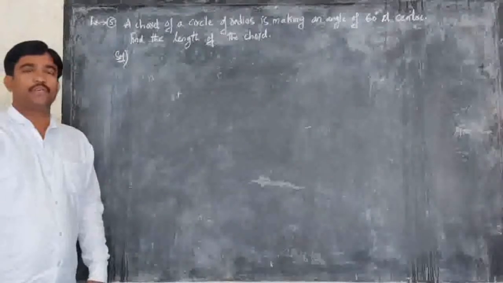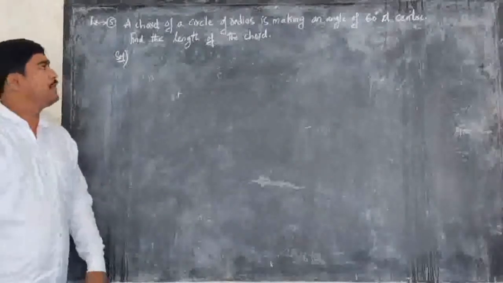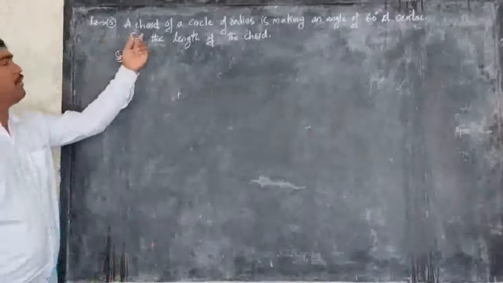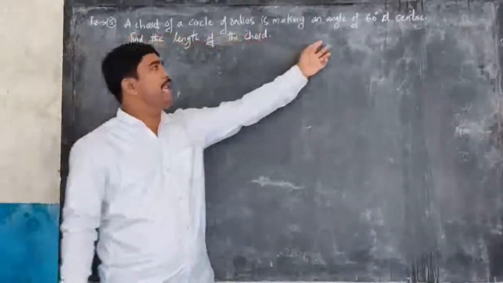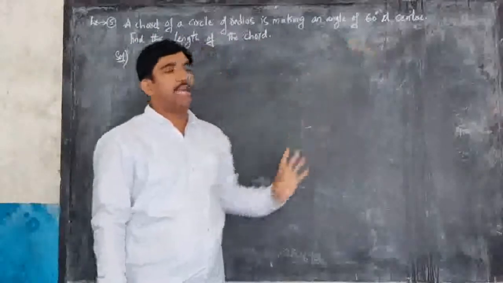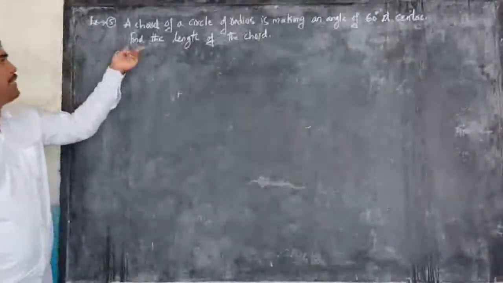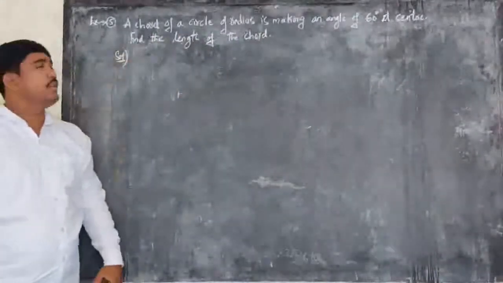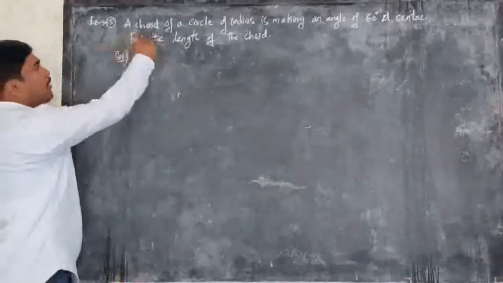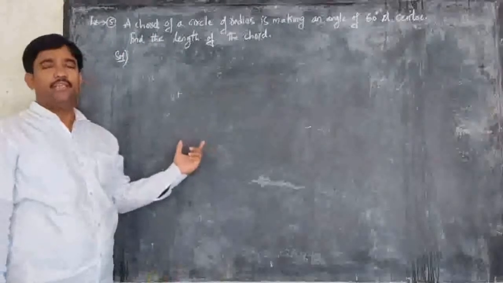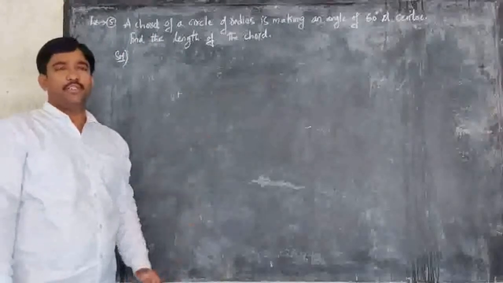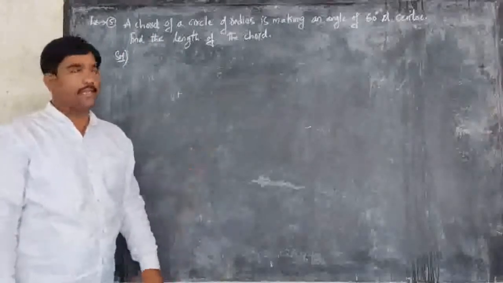Now we will solve example 5. What is example 5? A chord of a circle of radius 6 cm is making an angle of 60 degrees at the center. Find the length of the chord. Now a chord is nothing but the line joining two distinct points on a circle.